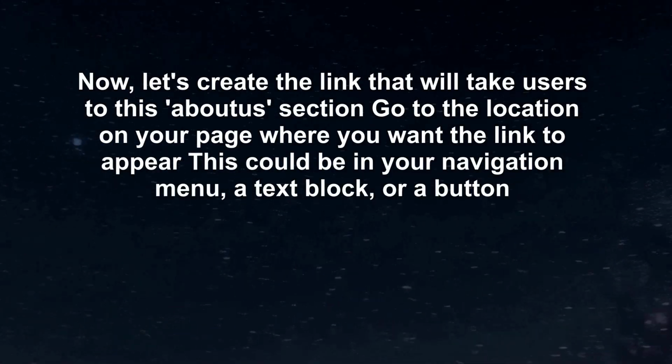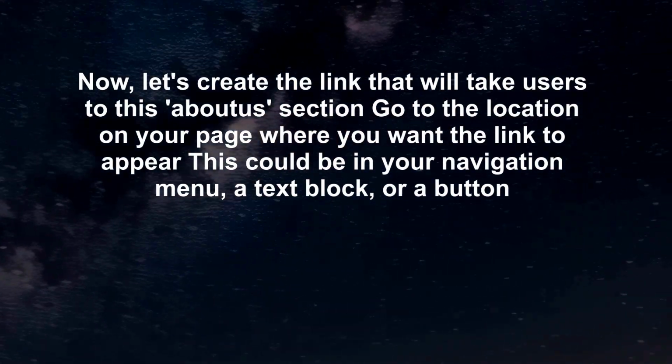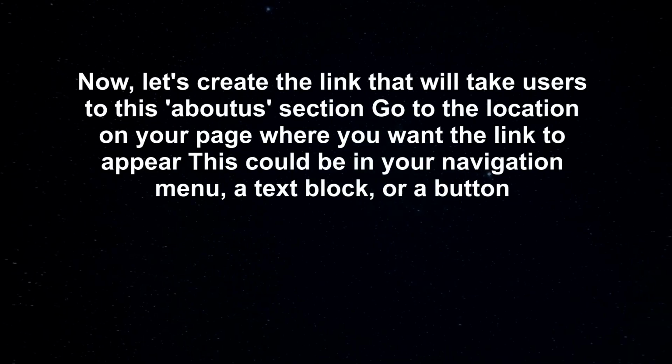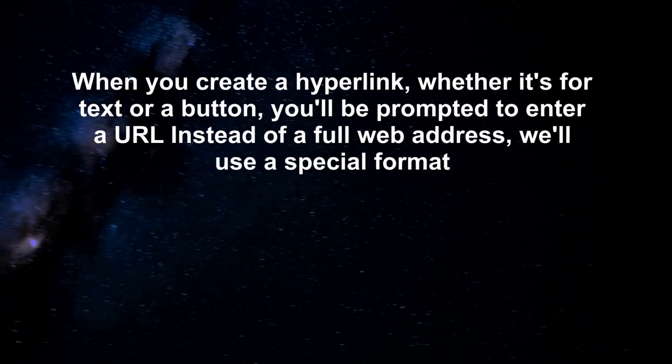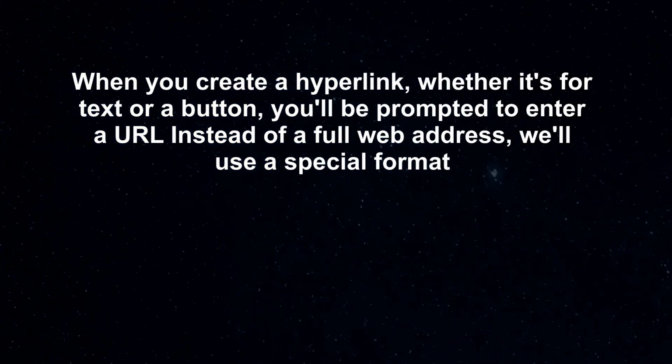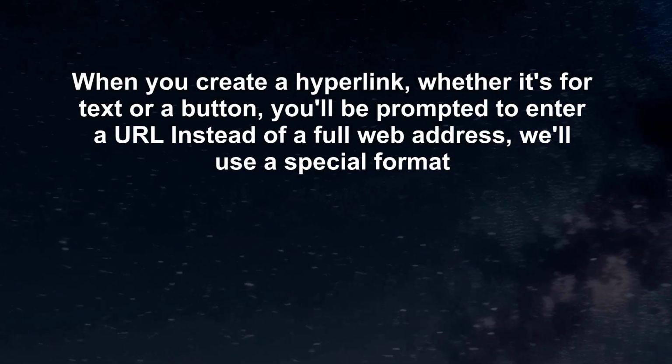Now let's create the link that will take users to this About Us section. Go to the location on your page where you want the link to appear. This could be in your navigation menu, a text block, or a button. When you create a hyperlink, whether it's for text or a button, you'll be prompted to enter a URL instead of a full web address.